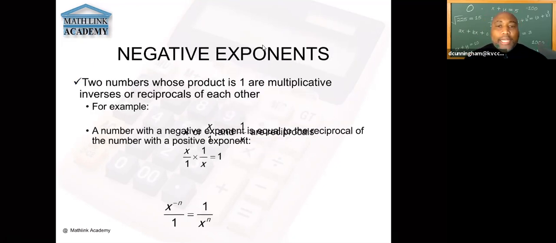Now let's talk about negative exponents, which is our next subject in this particular unit. Two numbers whose product is 1 are multiplicative inverses or reciprocals of each other. So I'm going to go to our whiteboard and show you what we mean by negative exponents. Before, we've only been working with positive exponents, 2, 3, 4, whatever. But now, what do negative exponents mean with the number?